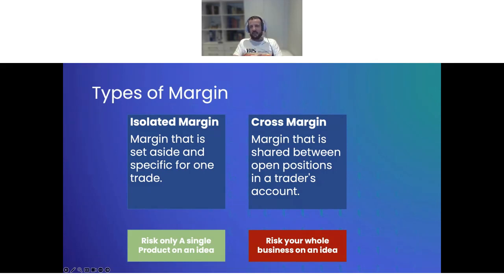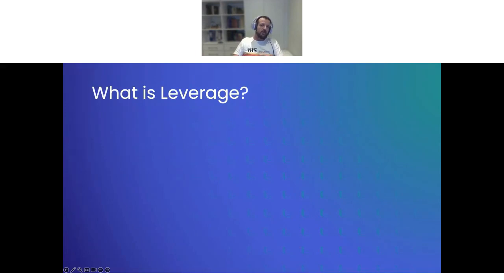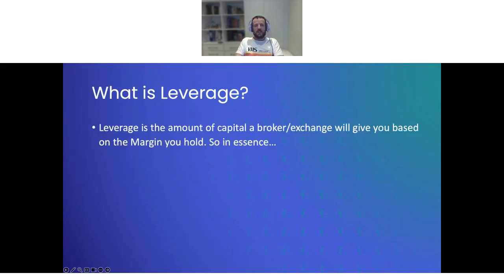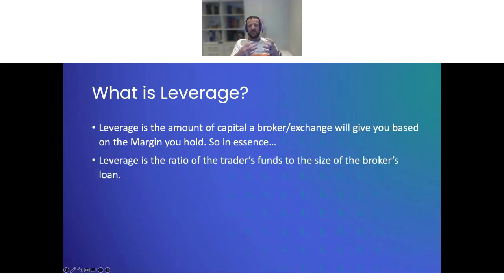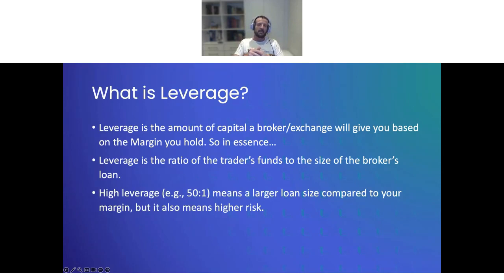So margin, understanding that and what it is, is then used to create something called leverage. So what specifically is leverage? We've all heard this term. It's the amount of capital or money that a broker or an exchange is going to give you based on the margin that you hold. In essence, leverage is the ratio of the trader's funds to the size of the broker's loan. If you look at a leverage of, say, 50 to 1, it basically means that the broker or the exchange will give you 50 times the amount of capital that you hold in your account.